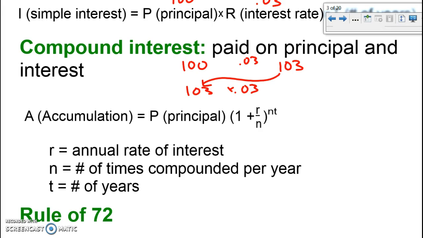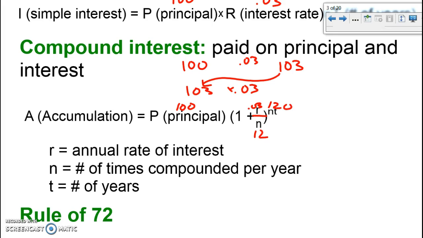Your accumulation equals your principal times, in parentheses, 1 plus the rate of interest divided by the number of times compounded per year, to the power of the number of times compounded per year times the number of years. So if you want to know how much money you'll have after a certain number of years, say your starting principal was 100 and your interest rate is 3%, compounded, let's say, 12 times a year, then you would have 1 plus 0.03 divided by 12, and then you would take it to the power of 12 times the number of years. Let's say you do it for 10 years.